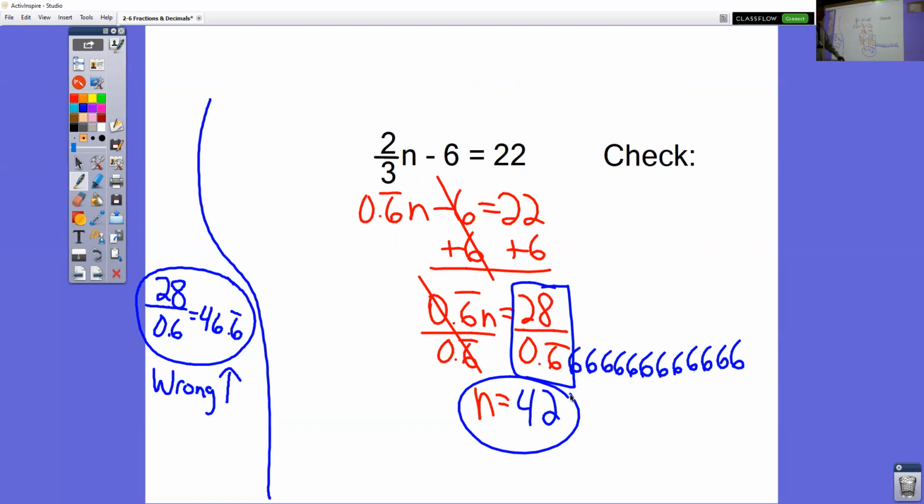Now, what happens if you only type in one of the sixes? Will you get the right answer? No, you won't. If you actually did 28 divided by 0.6, notice that you end up with 46.6 repeating, which is the wrong answer. The correct answer is 42. So it does make a difference. When it's a repeating decimal, you have to fill up that whole screen with the repeating decimal. So be very, very careful.